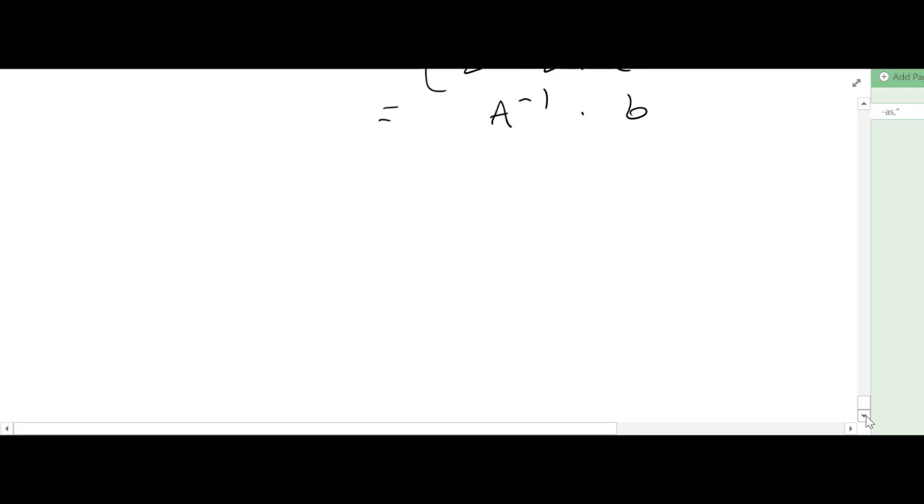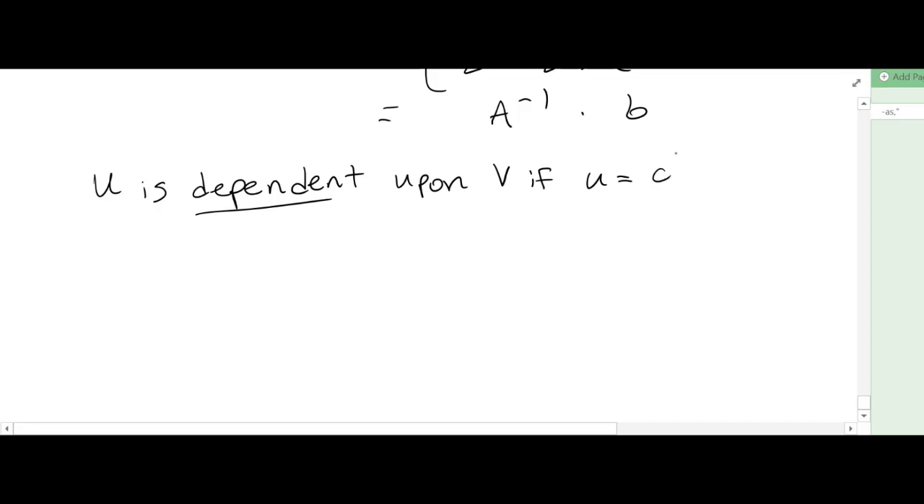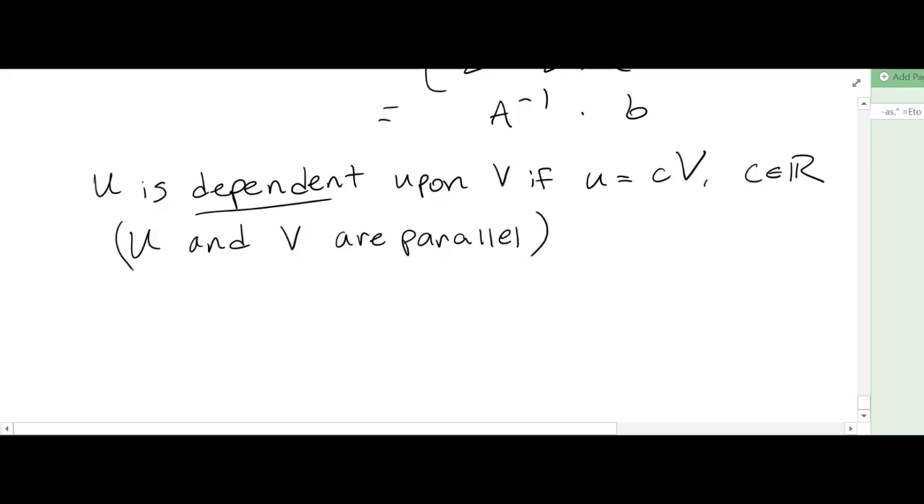Let's talk about linear independence of vectors. I'll define dependence first because that's probably easier to define. If you just have two vectors, the simplest case, we say that U is linearly dependent upon V if U is just a multiple of V. So U is C times V for some real number, some scalar C, which just means U and V are parallel. So two vectors are dependent if they're parallel.